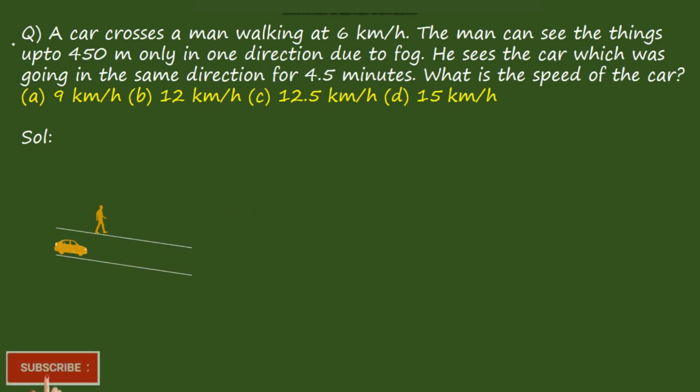Now consider the next question. A car crosses a man walking at 6 kilometers per hour. The man can see things up to 450 meters only in one direction due to the fog. He sees the car, which was going in the same direction, for 4.5 minutes. What is the speed of the car?